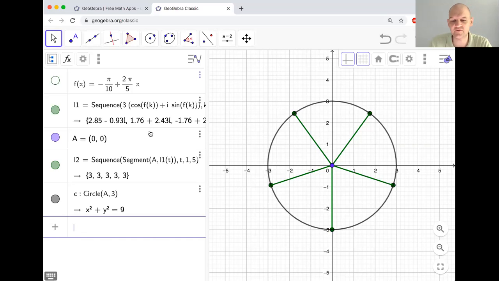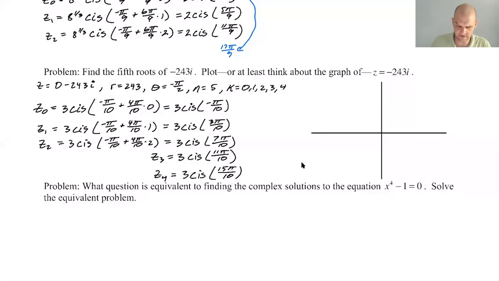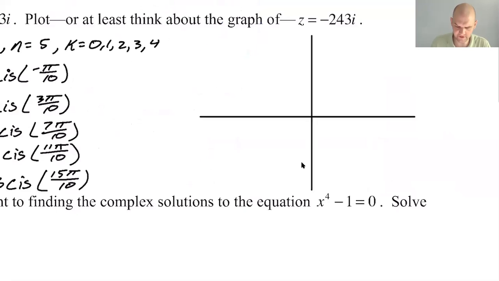Playing around with GeoGebra using sequences is the key to getting a lot of really cool things to happen. So I'm going to go back to the notes and take a look. I might hand draw that. I know it's not going to look good if I do, but don't let that stop you. Here's one of the things we can do.